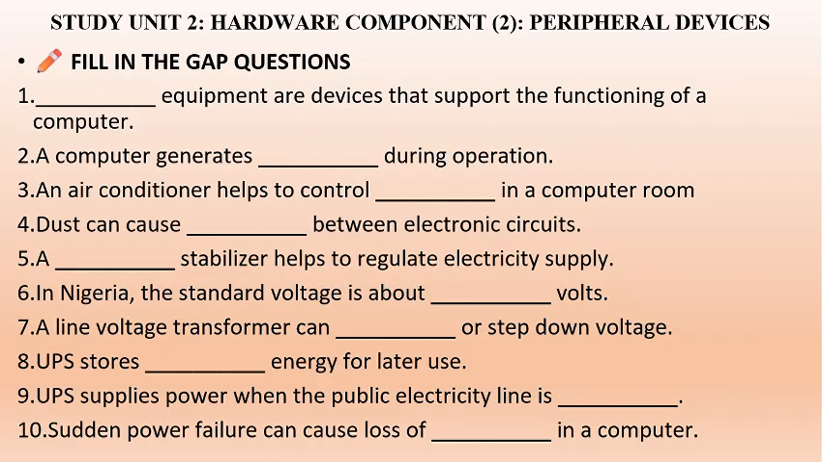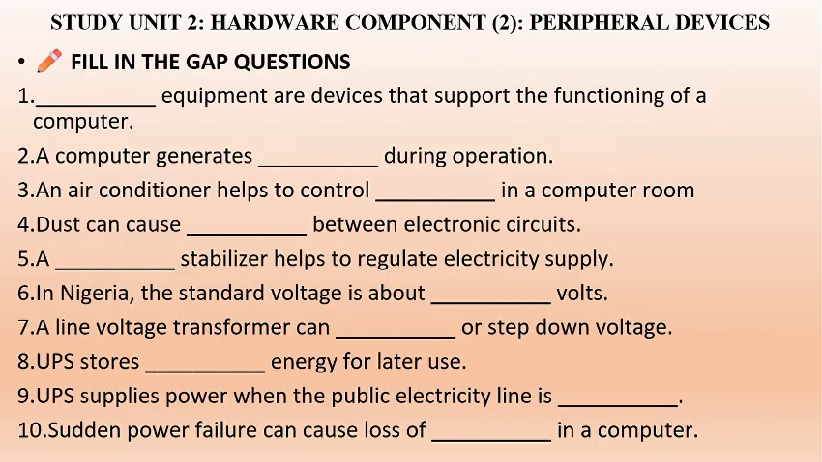UPS stores dash energy for later use. What kind of energy does the UPS store? How is it connected to power? If you plug what did you say? Electrical energy. Thank you. So a UPS stores electrical energy because it is connected to electricity. Anything coming out from the electricity is electrical.